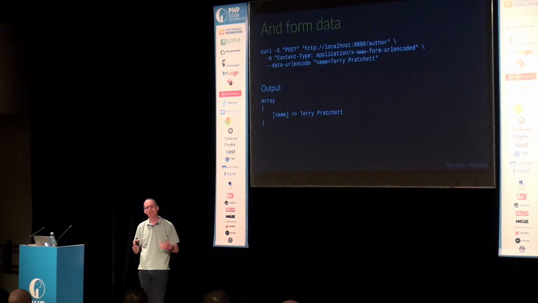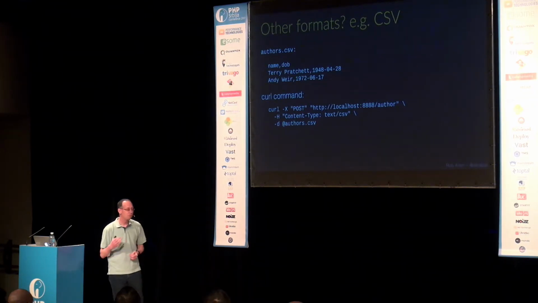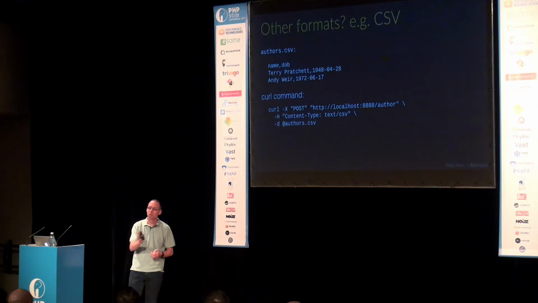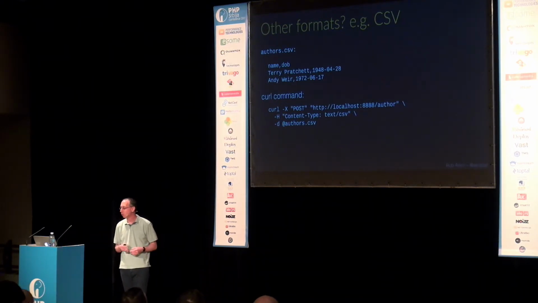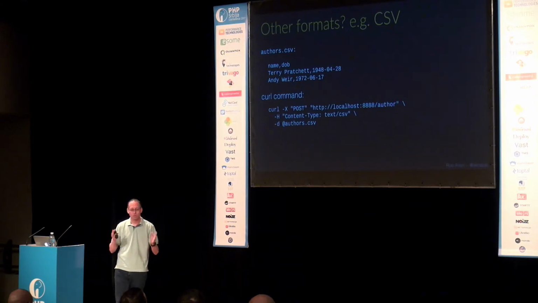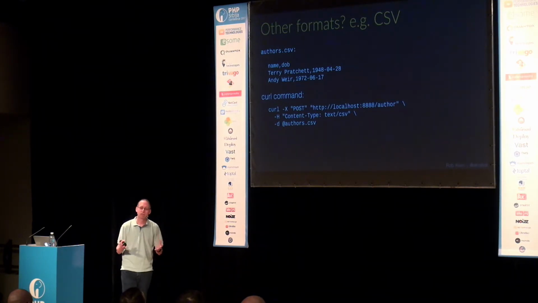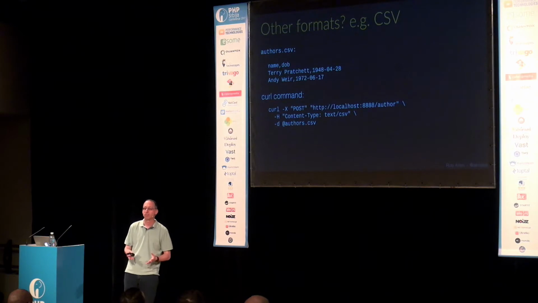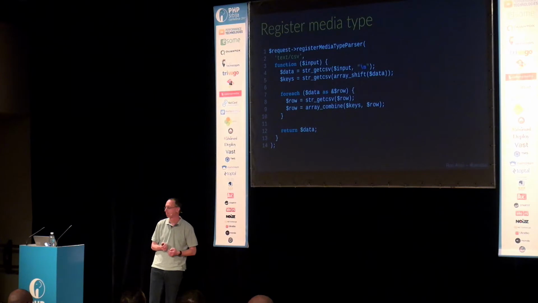What about if it's something slightly more esoteric? That CSV format. Suppose we have an API that allows us to upload a CSV string so we can do multiple data records simultaneously, for instance. So here's an example. You may imagine an authors.csv, it's got two columns, author's name and the date of birth. We can imagine uploading it into our API. How do we handle that in Slim to automatically decode it? We use something called the media type parser.